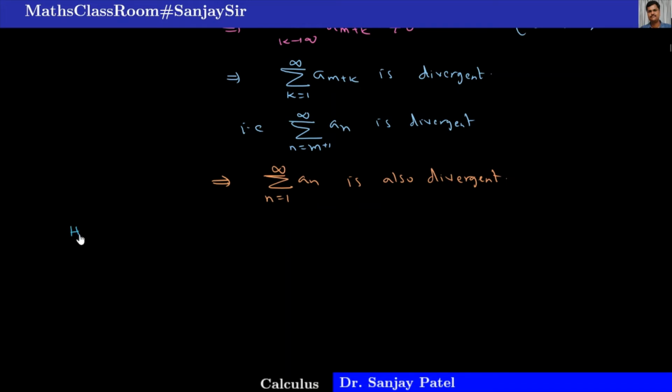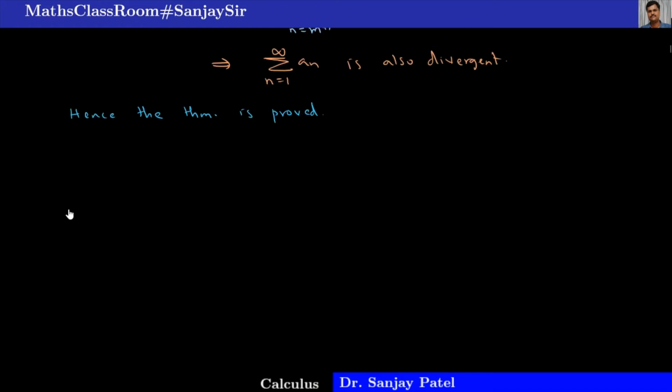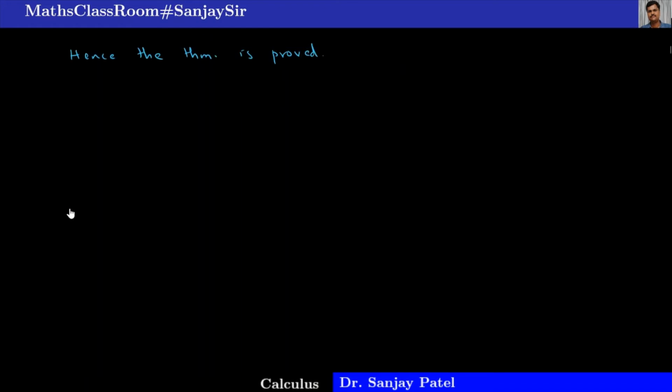So hence the theorem is proved. Hence the theorem is proved. Now we are going to prove the limit form of this ratio test, which is also known as practical ratio test. Very useful for solving problems.